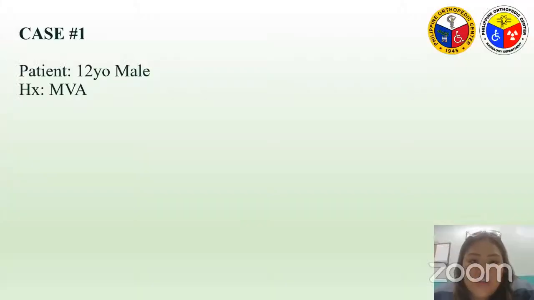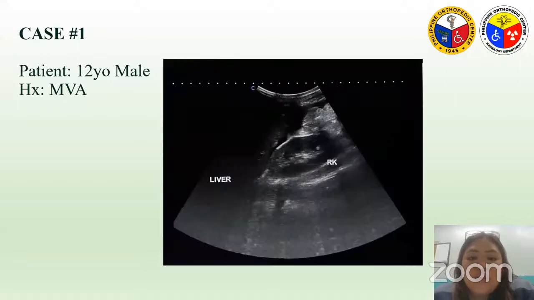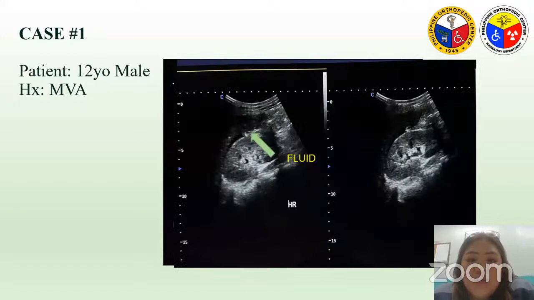I have here a case of a 12-year-old male. He came to our hospital severely injured after being hit by a 10-wheeler truck. After the initial assessment of the doctors in the triage, we conducted a FAST examination for the patient. The first image shows the liver and the right kidney, and the next image shows the hepatorenal scan. The arrow represents the fluid in the Morrison's pouch. This is considered a positive hepatorenal scan.